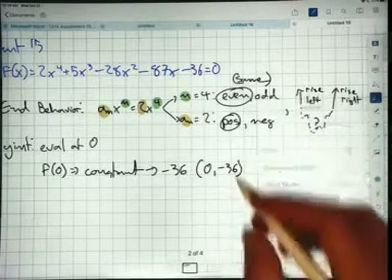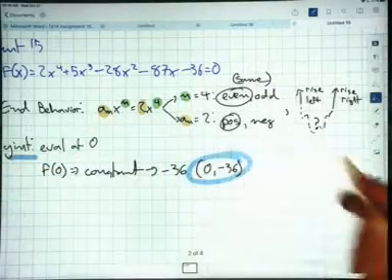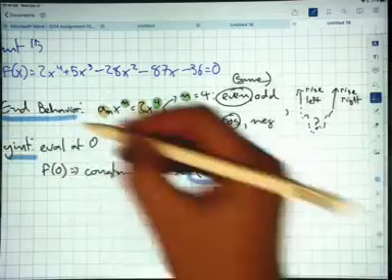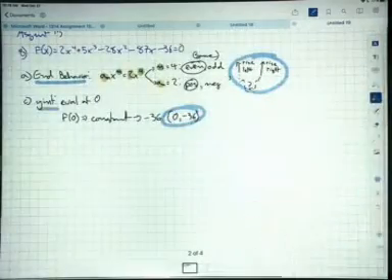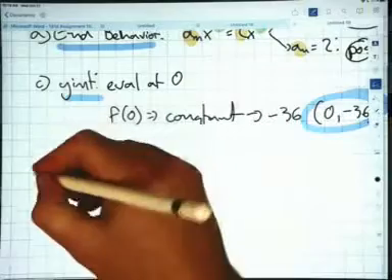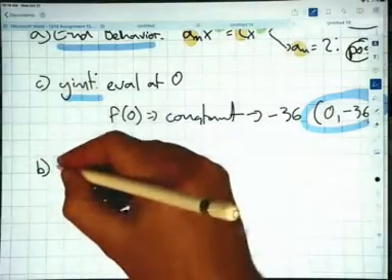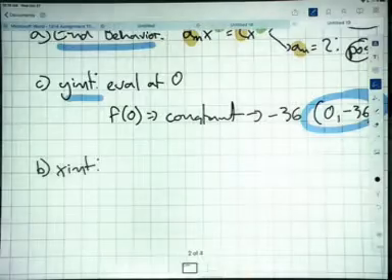So I'm going to just circle what we know. We know that we have a y-intercept at (0, -36), and we have end behavior that rises on both the left and the right. Now, what makes this problem challenging is the next step. B, finding those x-intercepts. This is the challenging part.